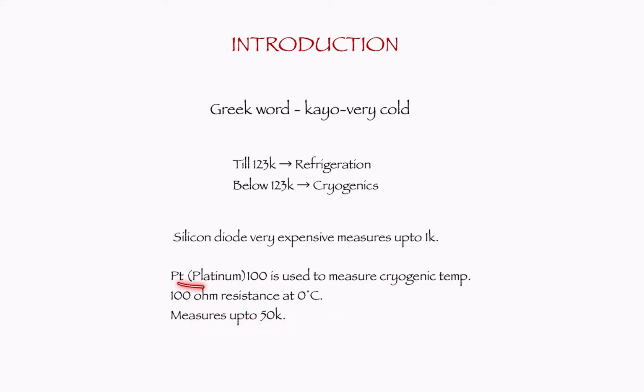But how does platinum 100 measure the temperature? We measure it through the resistance method. So what does the method say? Platinum 100 has a resistance of 100 ohm at 0 degrees Celsius. So when the temperature drops further below 0 degrees Celsius, its resistance will also decrease or increase. In that manner we measure the temperature.